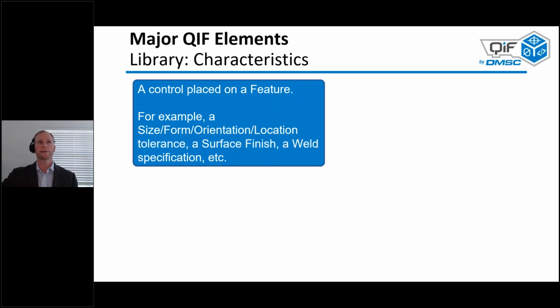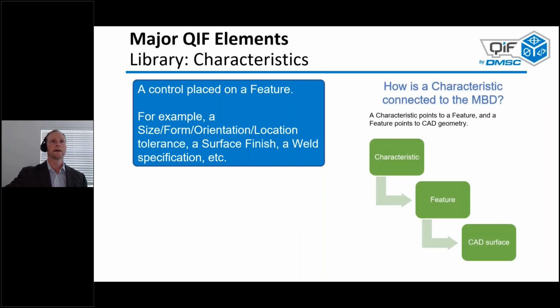And then we have characteristics. And so what is a characteristic? It's some type of a control that's placed on a feature. If we're talking about GD&T, that's some type of a tolerance, size, form, orientation, location, maybe it's a dimension tolerance. Maybe it's a surface finish, maybe it's a weld, maybe it's a note. There are a few different types of annotations that can be instantiated as characteristics that will reference a feature.